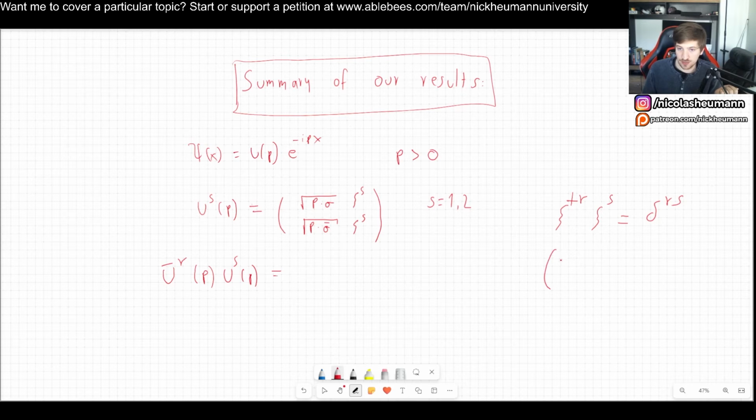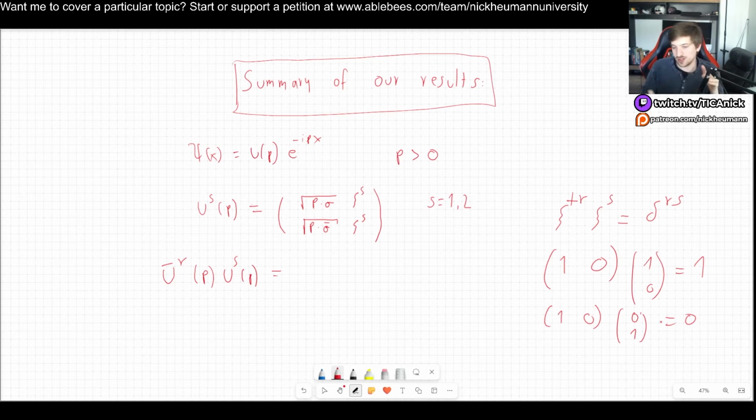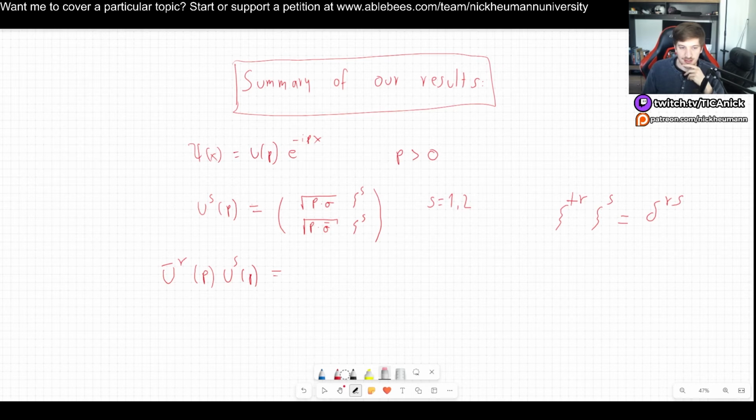Why? Well, because this is going to be, for example, let's say that they are both 1, 0, then you get 1, 0, 1, 0, which is going to be 1. And if they are different, then you have 1, 0 times 0, 1, for example, which is going to be 0. If you flip it around, 0, 1, 1, 0, also 0. So that is how we find this thing. So this is going to be simply 2m times delta RS, right? 2m coming simply from the multiplication of these things. You are going to end up having energy minus P3. In the other one, you have energy plus P3. You can put them together and just quickly find that.